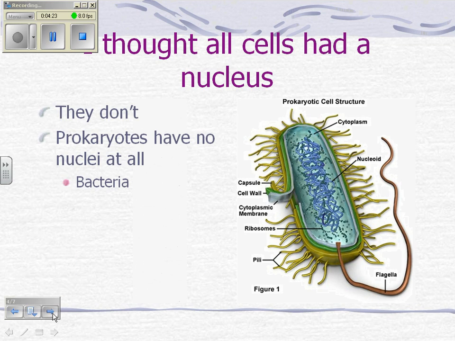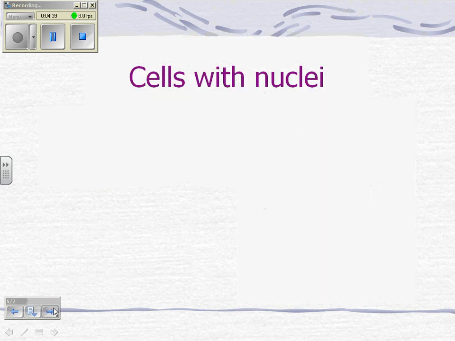Here's an illustration of a bacterial cell. It has no nucleus. It has cytoplasm, and it has chromosomes. We'll talk about chromosomes when we talk about genetics later. Bacteria do have a cell membrane, though. So cells with nuclei, remember, are called eukaryotes.